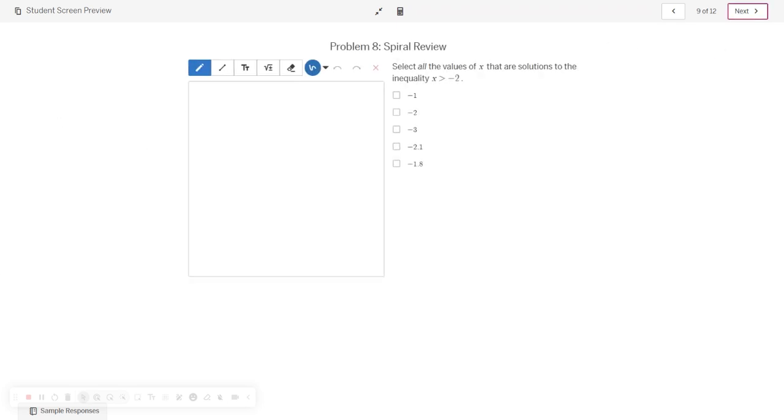Greater than -2. Well, on a number line, -2, -1. -1 would be bigger. -3 is definitely not. -2.1, nope. -1.8 is though.